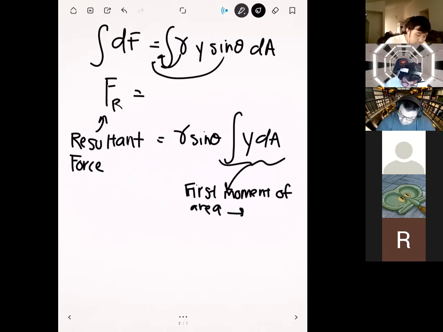There's a lot of moments that you can compute for any kind of geometric object, but the first moment is really special, because the special name for this is that it is simply the centroid. So this is basically the y coordinate of the centroid of that surface.